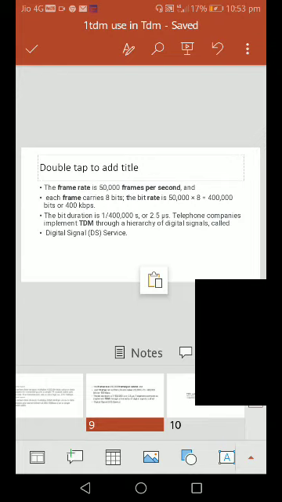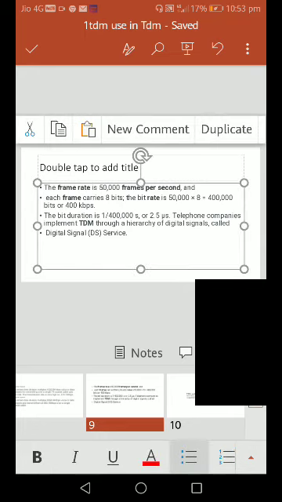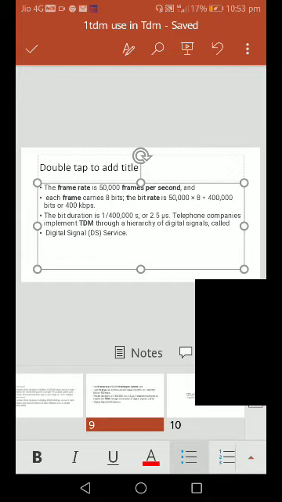Similarly, what is the bit duration? How much time does it take to transmit the signal? How much time can we find out? That is the bit rate, or bit time, or bit duration.